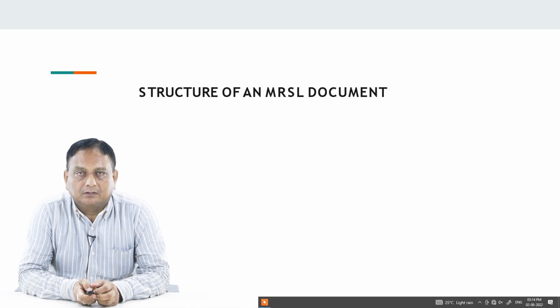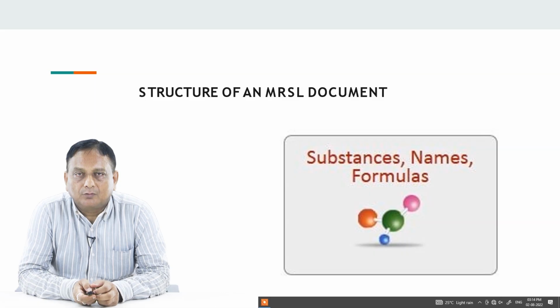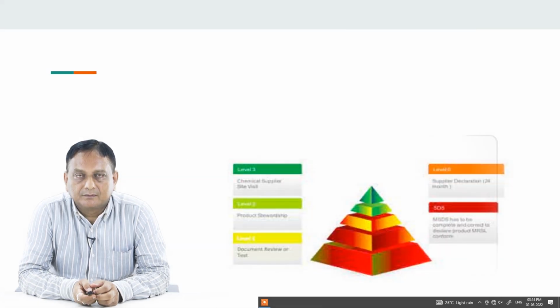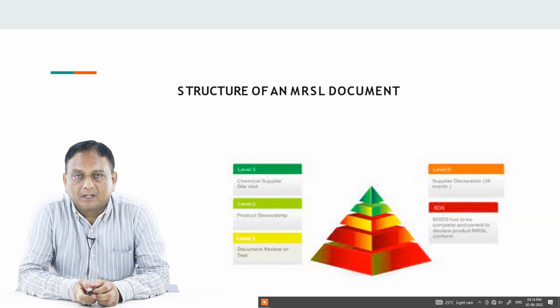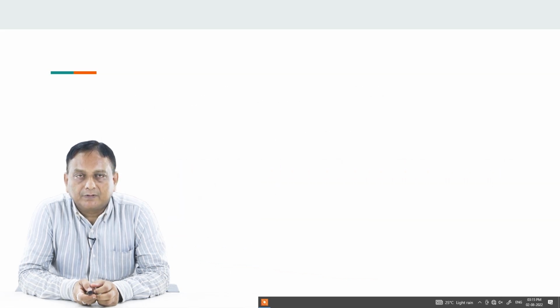Now, if you see the structure of an MRSL document, we can find the substance names and the formulas. Then comes the structure of the MRSL document: how stewardship can be maintained, what different areas we need to see in MRSL, what different chemical formulas are used. Mainly the CAS number and the criteria are very important in MRSL.